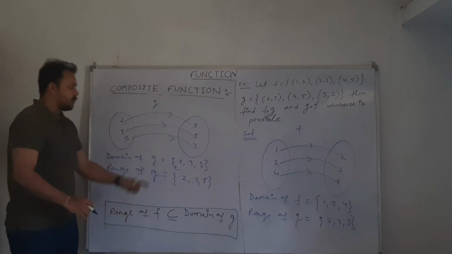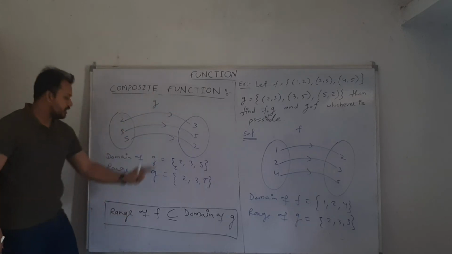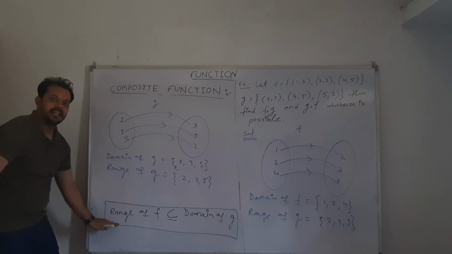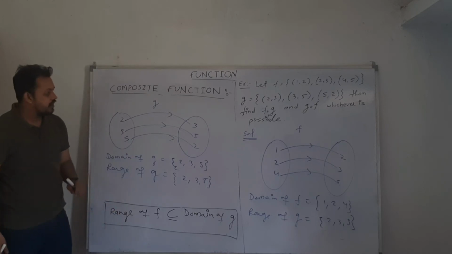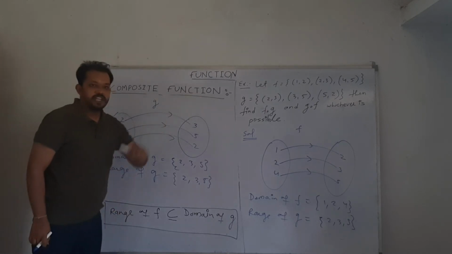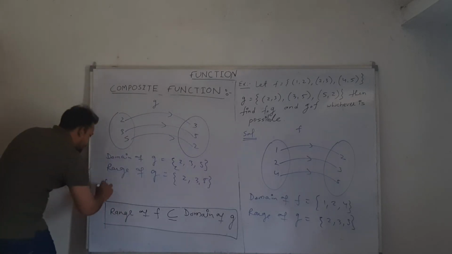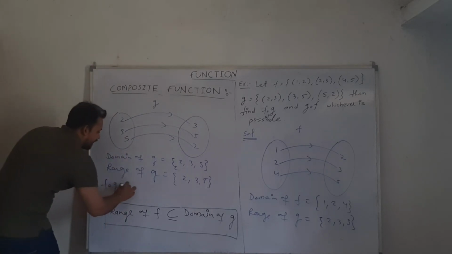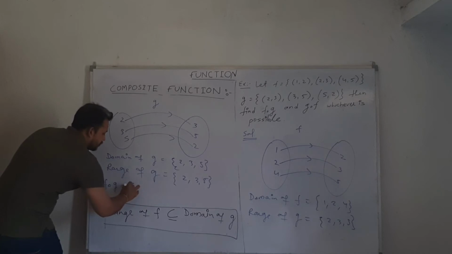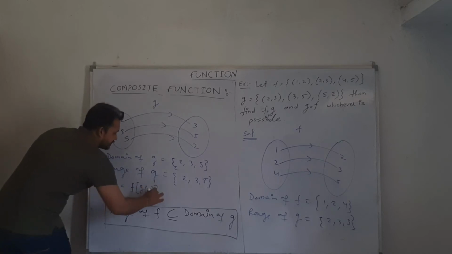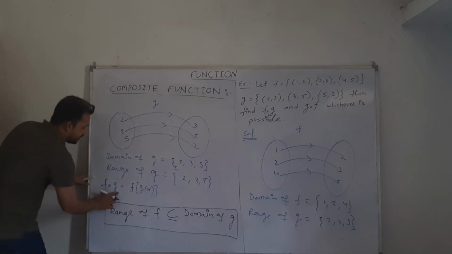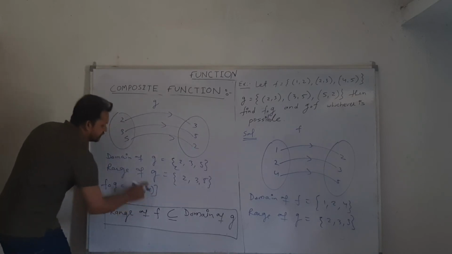Now we will check whether the composite function is defined or not by using this criterion. Here first let's check for f o g. Write the function f o g, that means function f of g(x). Always write f o g as f of g(x).